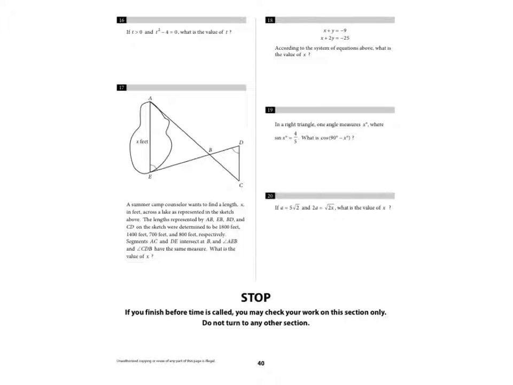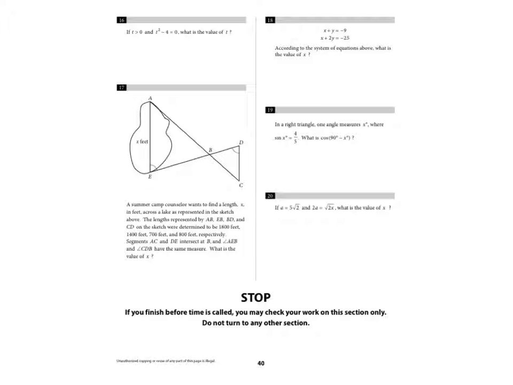Now we're looking at number 17 here on this test. A summer camp counselor wants to find a length, x, in feet across a lake as represented in the sketch above. The lengths represented by AB, EB, BD, and CD on the sketch were determined to be 1,800 feet, 1,400 feet, 700 feet, and 800 feet, respectively. So segments AC and DE intersect at B, and this is important here: angle AEB and angle CDB have the same measure. What is the value of x?